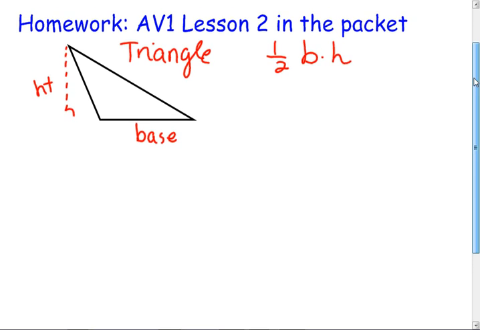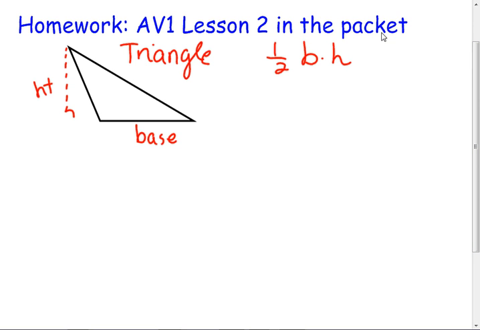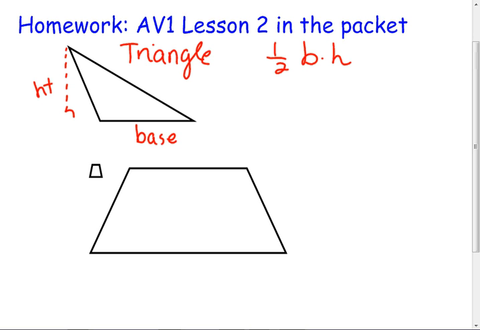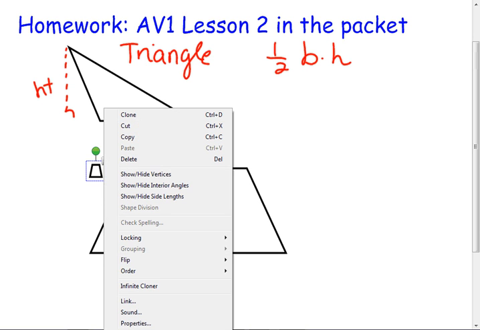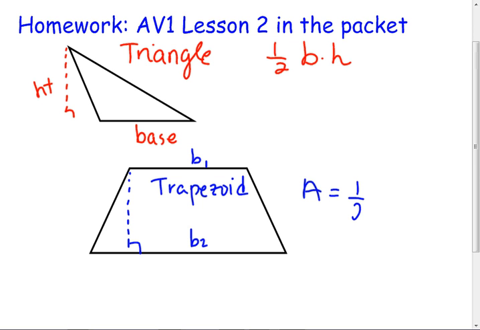Let's see, next one was a trapezoid, right? And a trapezoid is made up of 2 triangles. So this is base 1, this is base 2, and there's your height. The height is the distance between the bases. So the area of a trapezoid, and you can always break it into 2 triangles. That's why I show you that. If you forget the formula, just break it into 2 triangles. It's 1/2 the sum of the bases times the height.